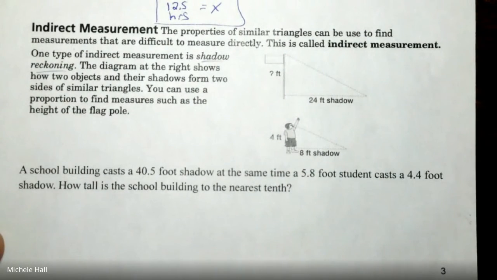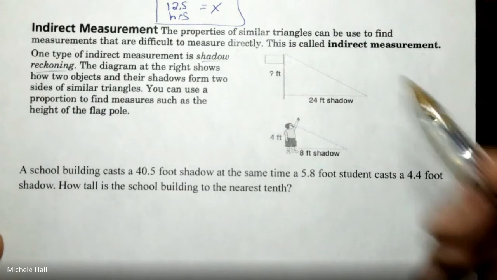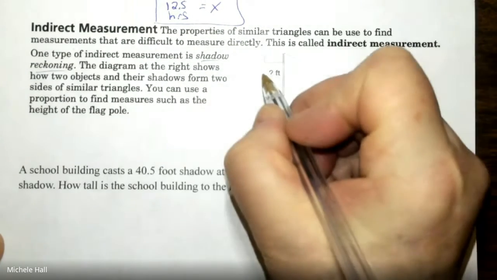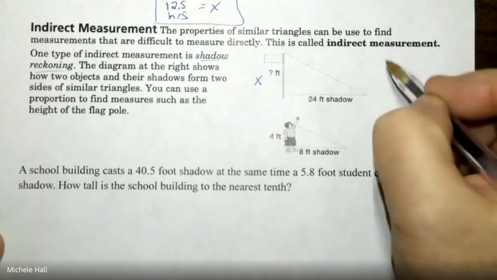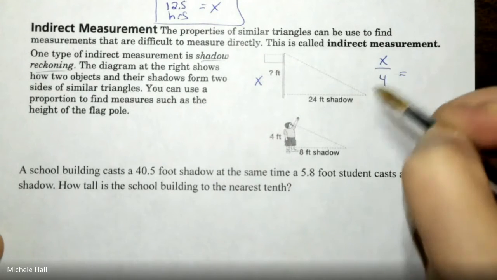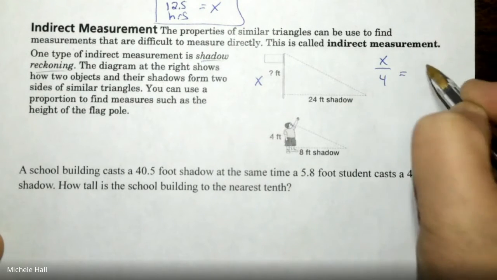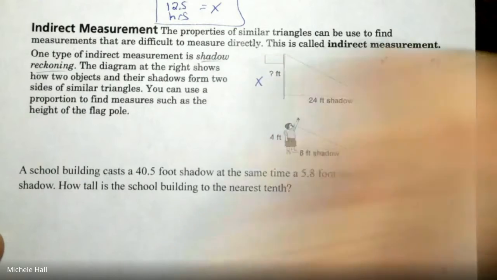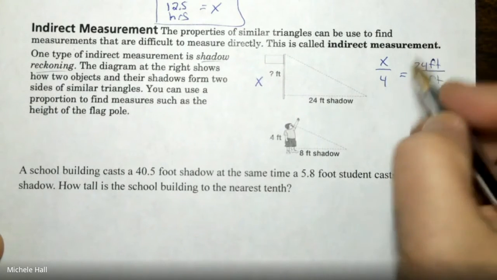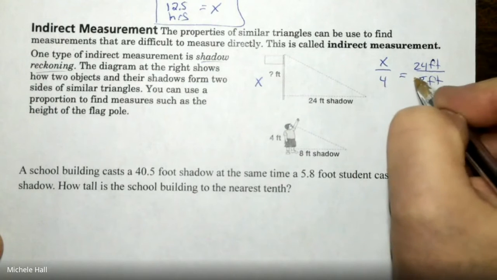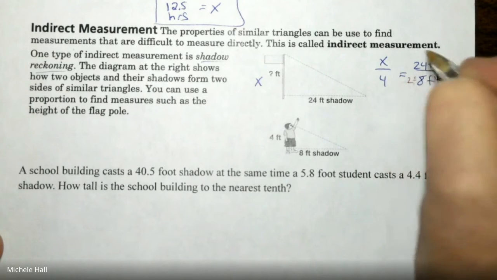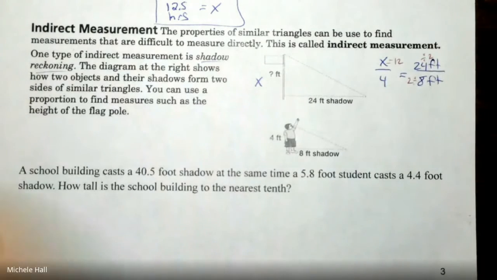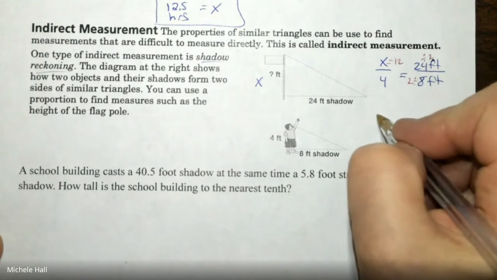So the same way that we did when we had similar figures before, we could say that the left-hand side of the triangle, we'll call this x. We could say x is to 4 as the bottom shadow is to the bottom shadow. 24 feet to 8 feet. Here I see that I have a shortcut. I could do 8 divided by 2 is 4, so 24 divided by 2 would be 12. The height of the flagpole would be 12 feet.